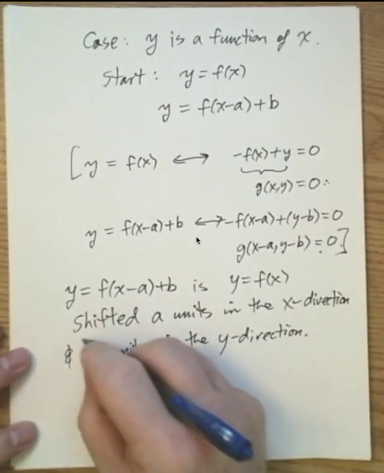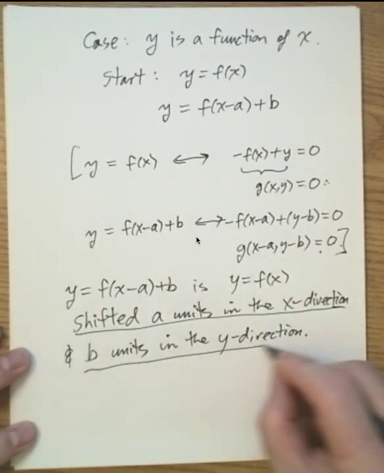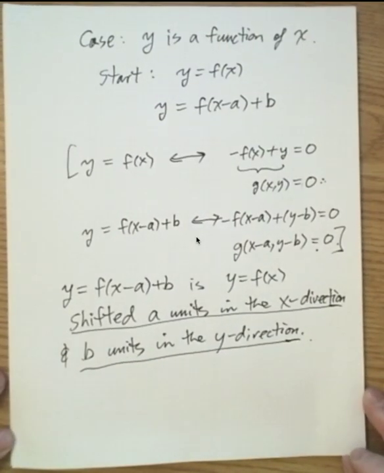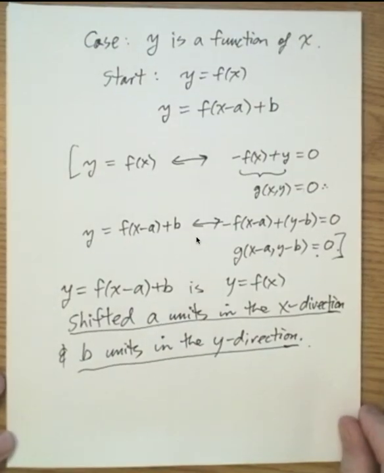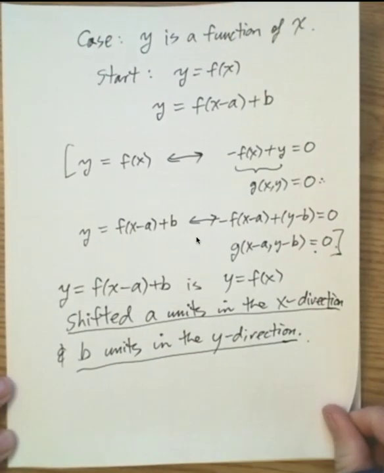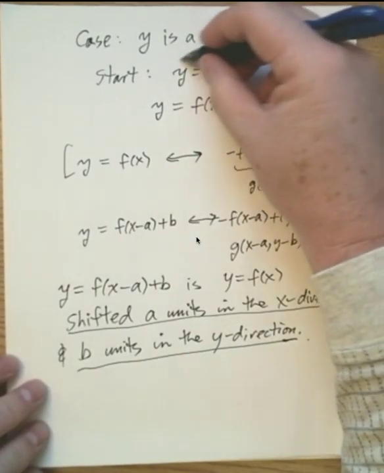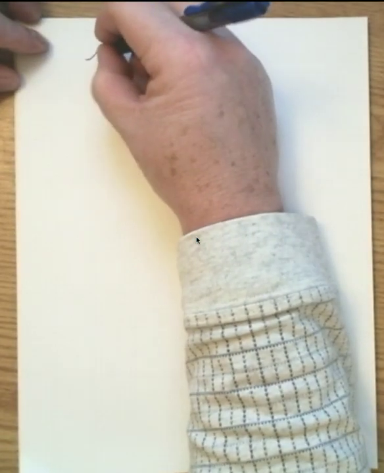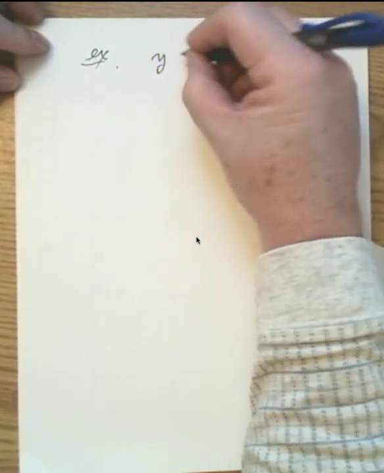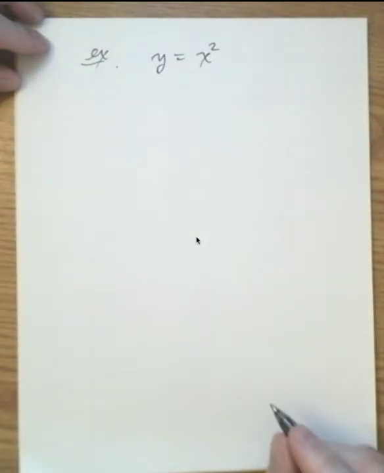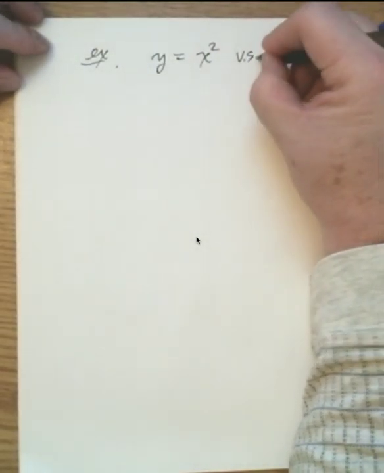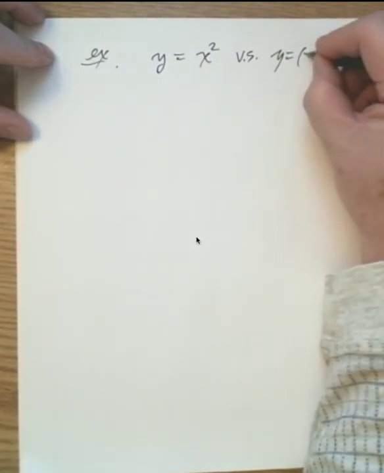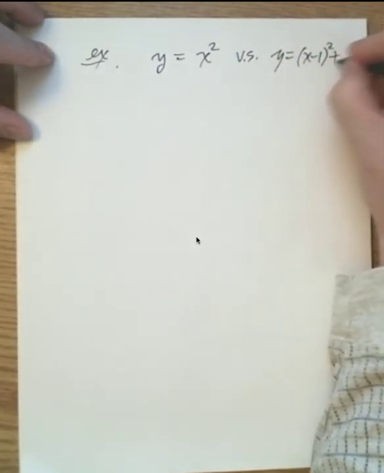I guess I've been underlining that because you guys are going to have fill-in questions later where you have to do this. Okay, so there it is. Now let's take a particular instance of this here. So we're going to write it like this up here. Let's take a concrete example here. y equals x squared versus y equals x minus 1 squared plus 3.